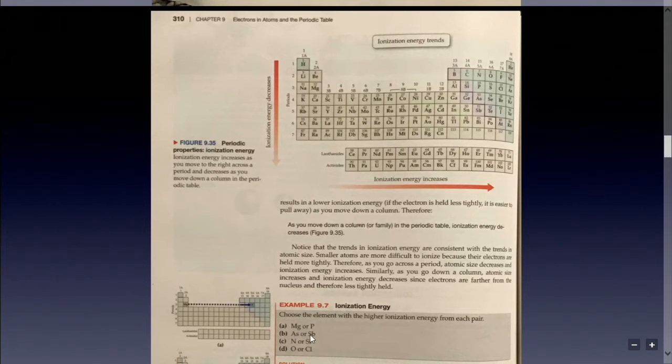How about silver or antimony? Silver is right here, Ag. Antimony is right here, Sb. Again, I'm scrolling to the right, so it increases. So Sb is going to have the higher ionization energy.